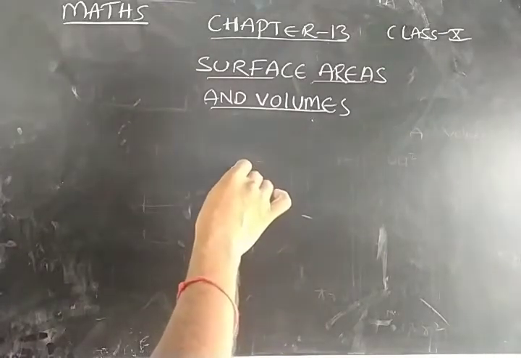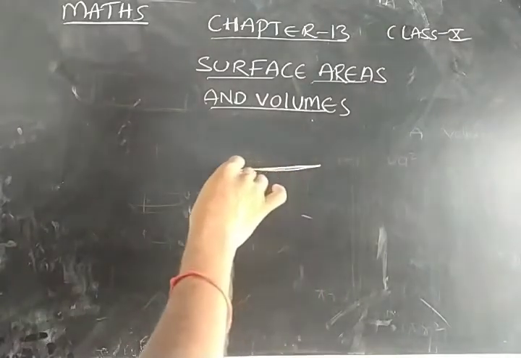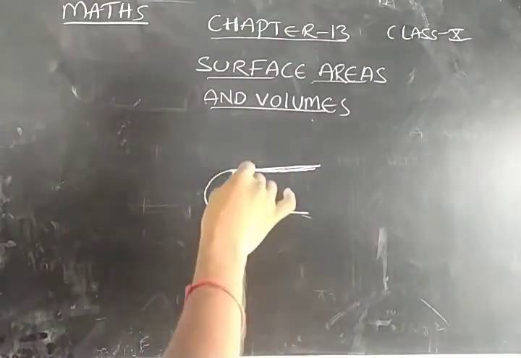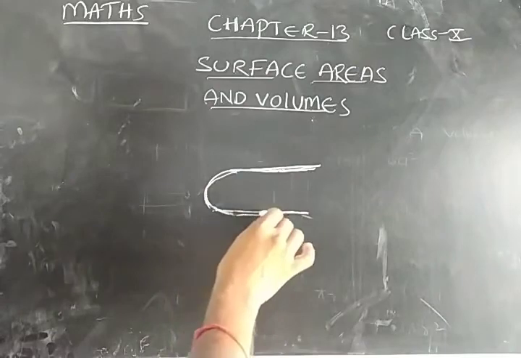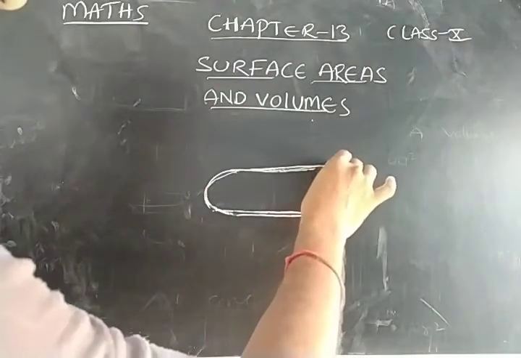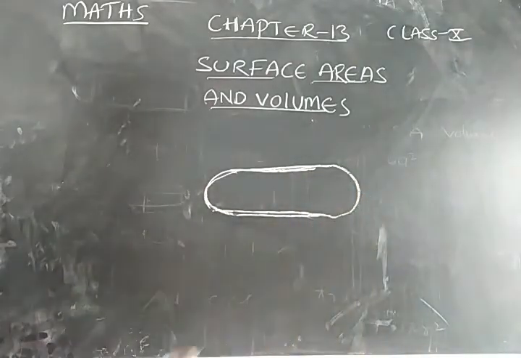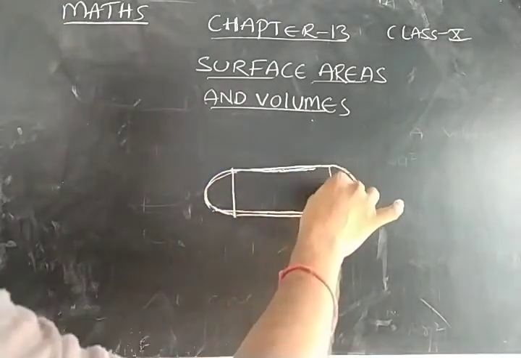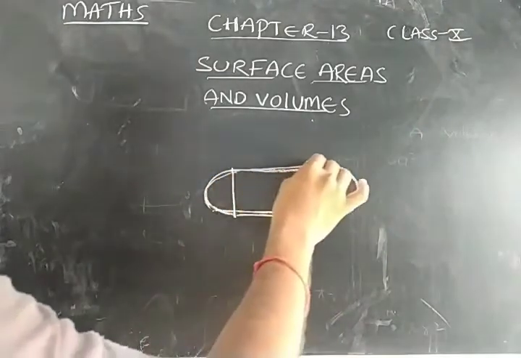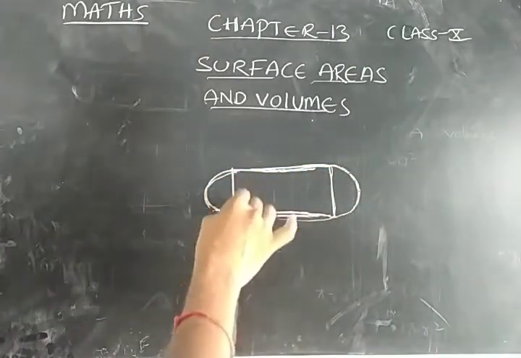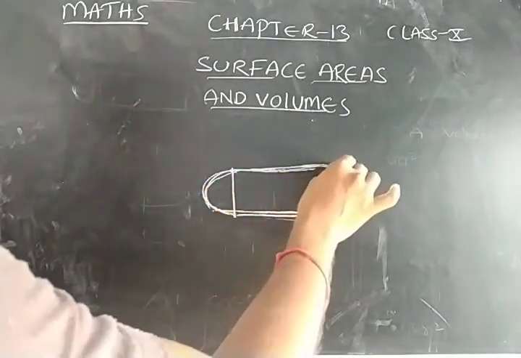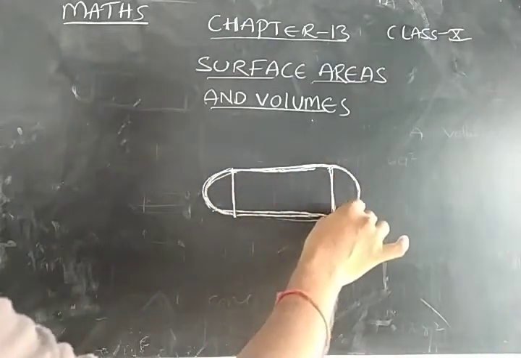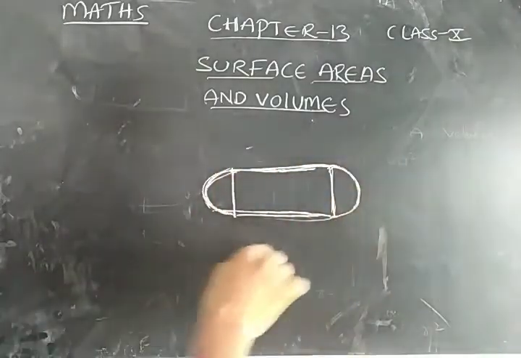Suppose I am taking one oil tanker. What is the shape of an oil tanker? The oil tanker shape will be like this. Right? This is the oil tanker shape. See this figure, the oil tanker shape is formed by the basic figure cylinder, and at the end of the cylinder we have hemispheres. Right? So this is one new solid figure.